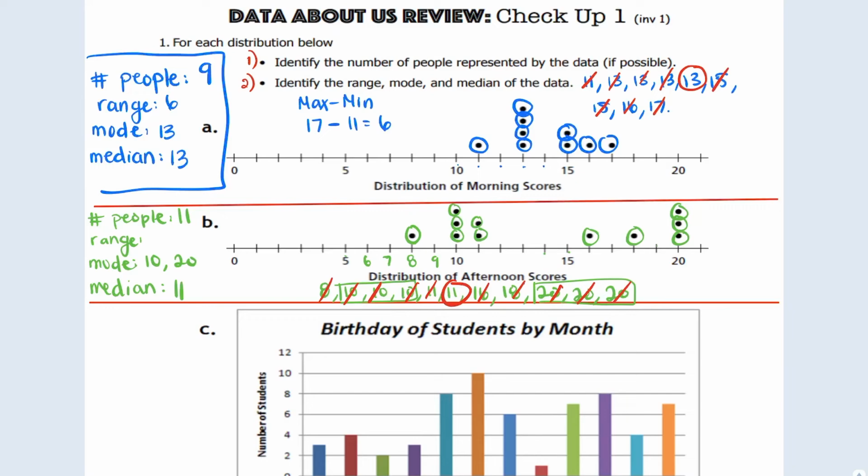There we go. And last but not least, we have our range. Our maximum value was 20. Subtract our minimum value of 8. So our range, 20 minus 8, gives us 12. And there we go. There's my answers for question B.